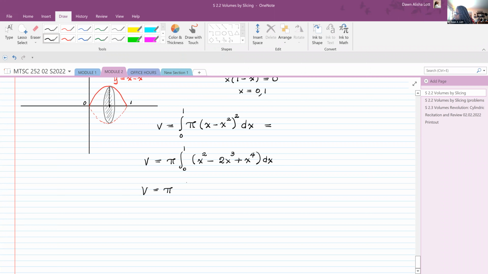So I'm going to get 1/3 x cubed minus 2 over 4 x to the 4th plus 1 over 5 x to the 5th. And that is going to equal, I think, pi over 30. Yes. Okay. All right, any questions?